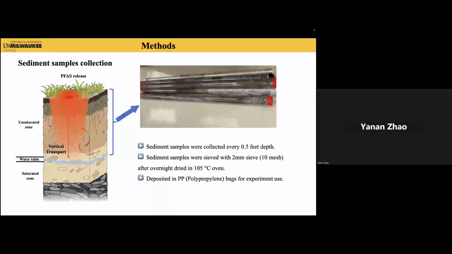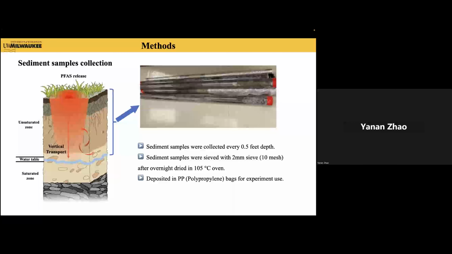This study is focused on PFAS transport and retention in the unsaturated zone. We collected samples from a PFAS contaminated vadose zone, and the sediment was collected every half foot from two sides to get a high resolution vertical profile of field PFAS concentration. Let's see the picture on the left side.